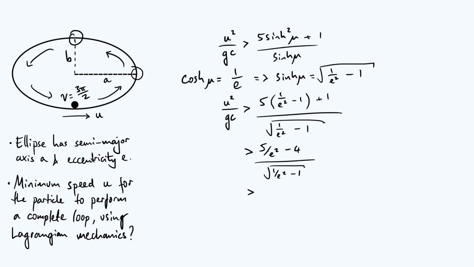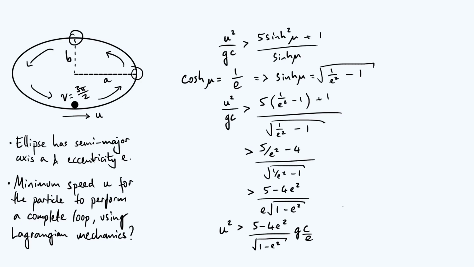Then we can multiply the top and bottom by E squared to remove these fractions within fractions. So you're going to get 5 minus 4E squared on the top. On the bottom, you're going to get E times the square root of 1 minus E squared. Right, we've multiplied top and bottom by E squared there. And so if we put U squared on its own on the left-hand side by multiplying through by GC, we get U squared is bigger than 5 minus 4E squared over, I'm going to leave this as just root 1 minus E squared. Remember, we had that extra E on the bottom there. So we're going to get G times C divided by E.